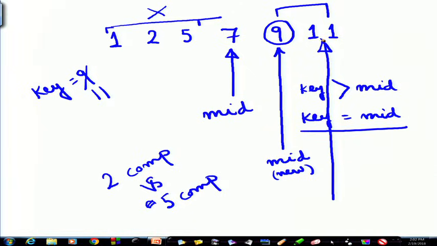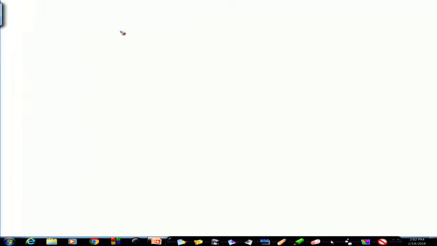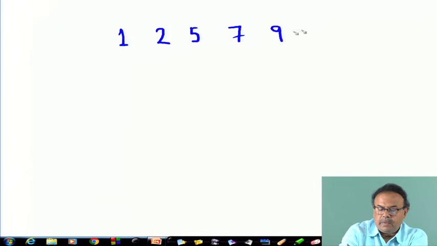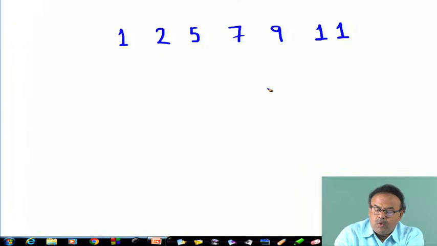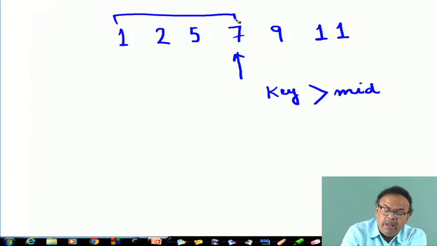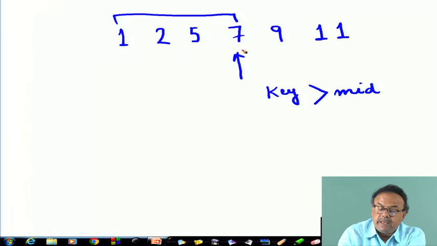Now, why is it becoming so? Why is the number of comparisons being reduced? The reason is we have got this array, and at every stage what I am doing is looking at the key and, depending on whether the key is greater than the mid, I am concentrating on only one half of the array, either this array or this array.